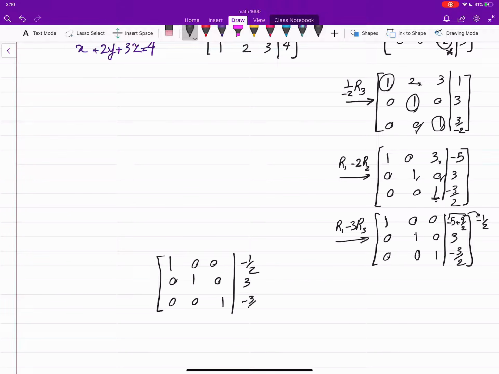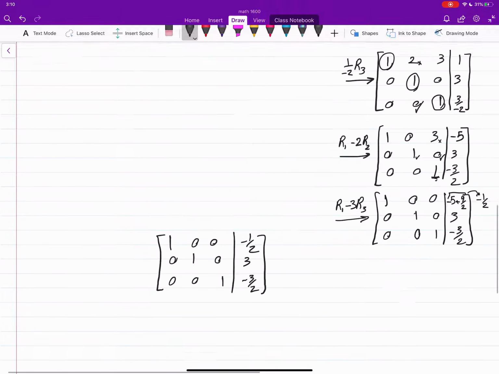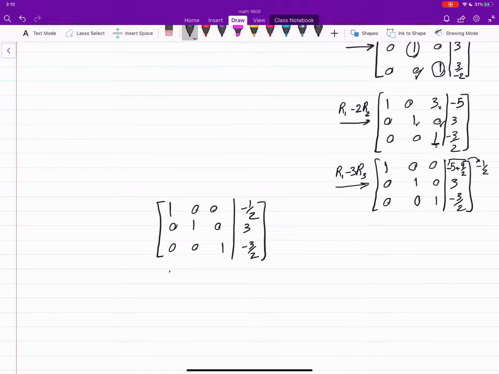We are ready to go from here. This is the last step. We write down the equations for this guy. So this is x equal to negative 1/2, y is equal to 3, and z is equal to negative 3/2. So that is the solution, the unique solution.